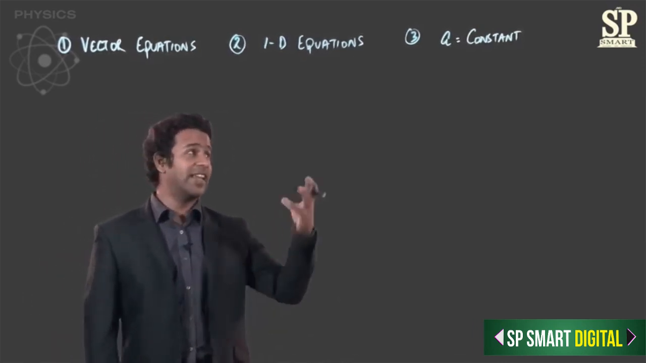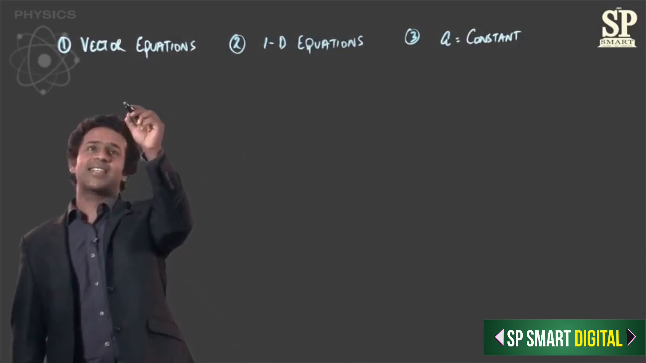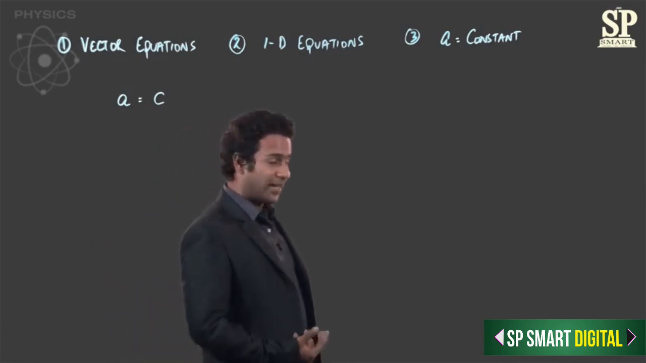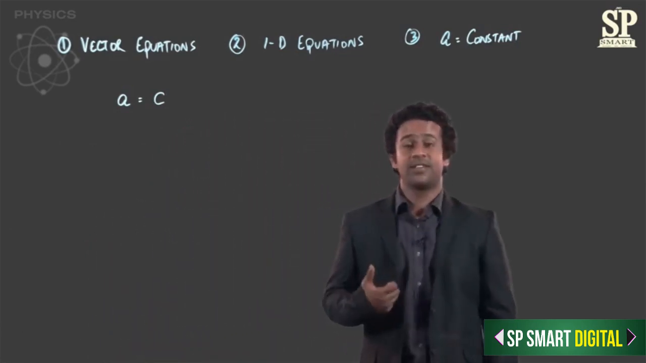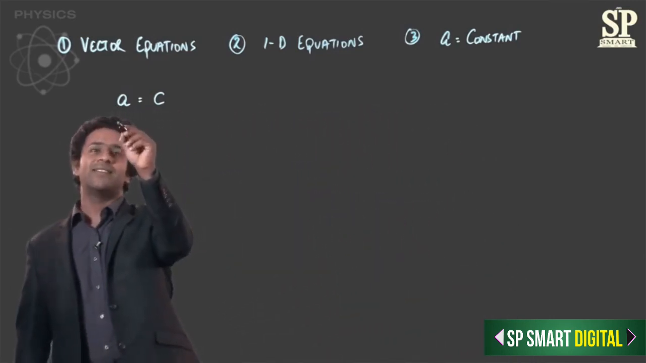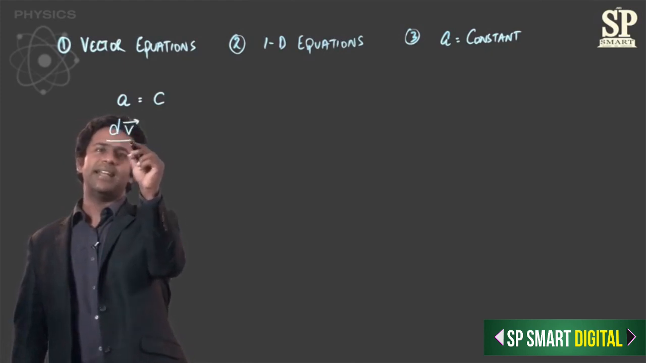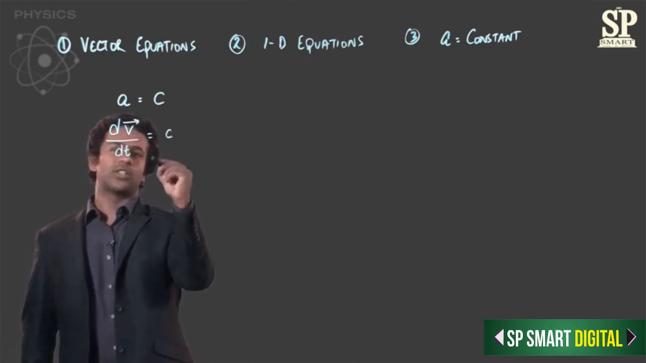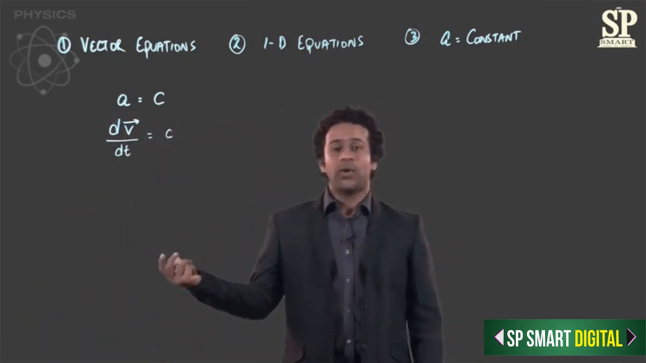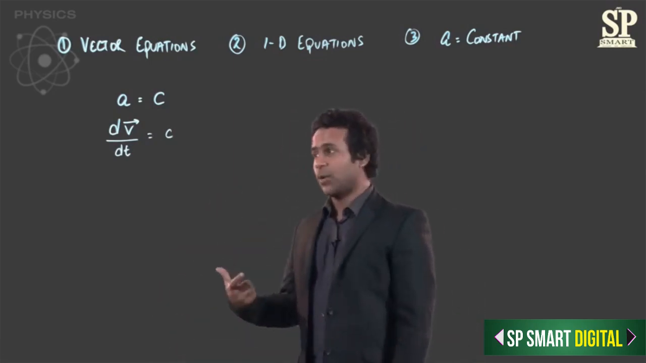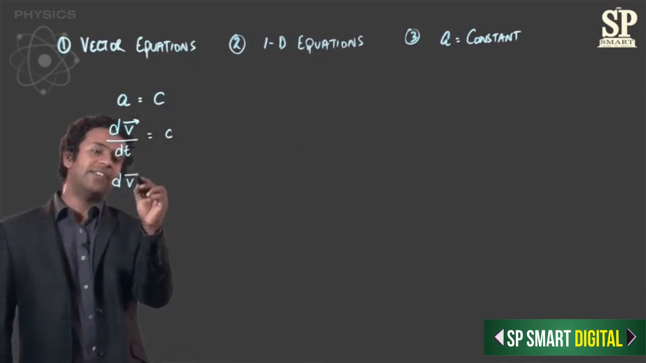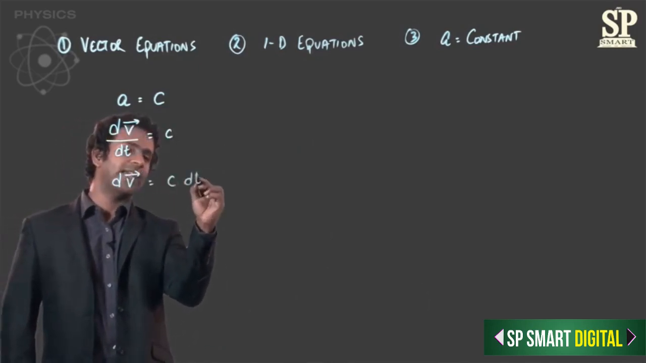Let's start with the very assumption that we have made, that acceleration is constant. Now, we have so far seen that acceleration of an object is defined as a rate of change of its velocity. So what we basically have is that dv by dt is equal to constant. Right. So now you know how to handle such basic differential equations. So we take dt to the other side. You have dv is equal to c into dt.